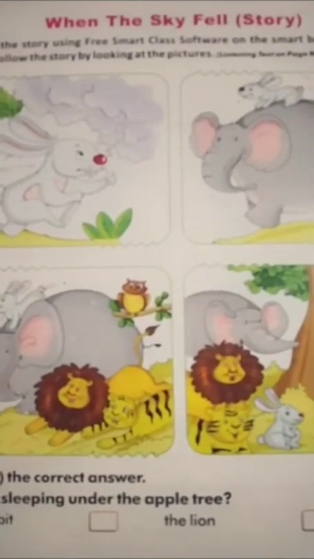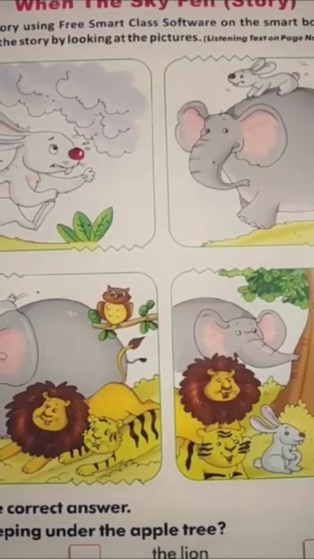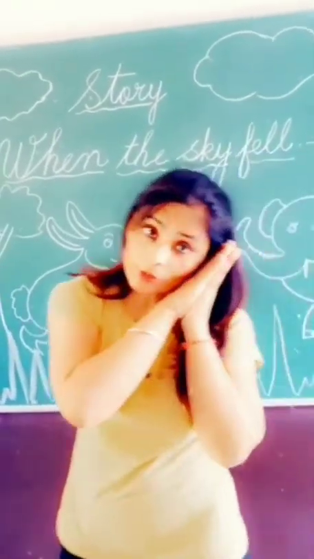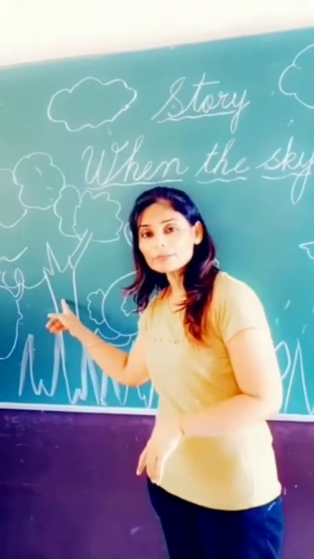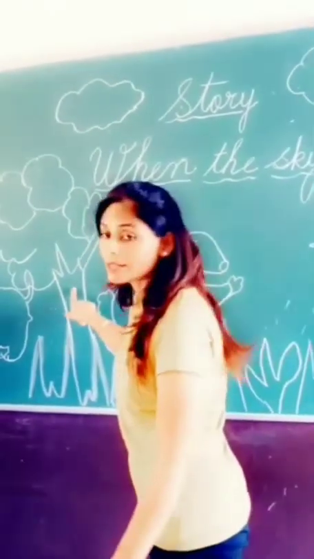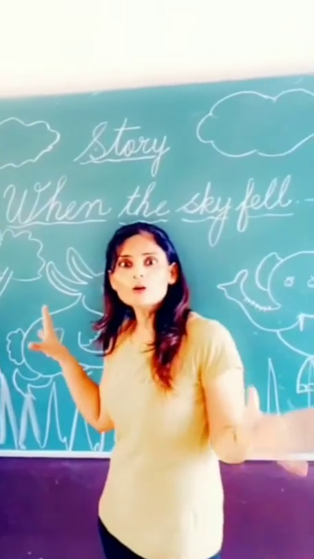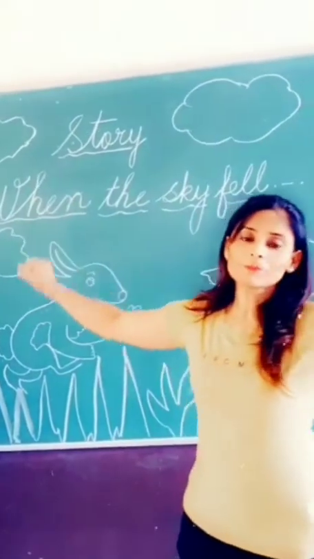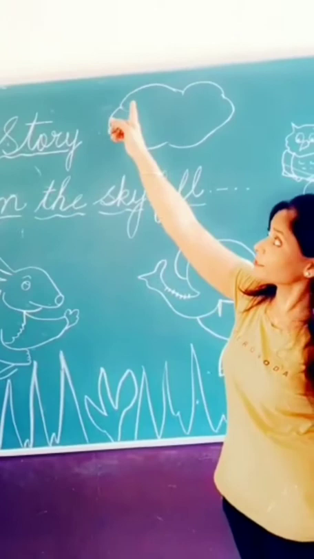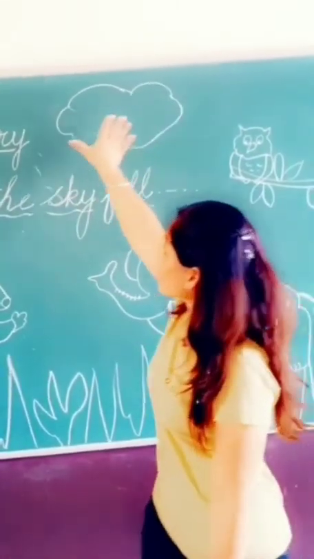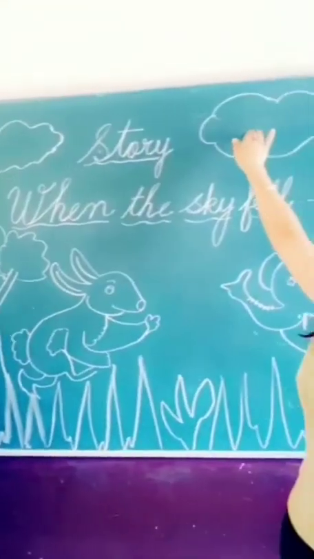Now it's story time, and today we will learn a full story, okay? So let's begin. There was a little rabbit. He was sleeping under an apple tree. A loud noise woke him up. The rabbit looked up at the sky. It was covered with clouds.